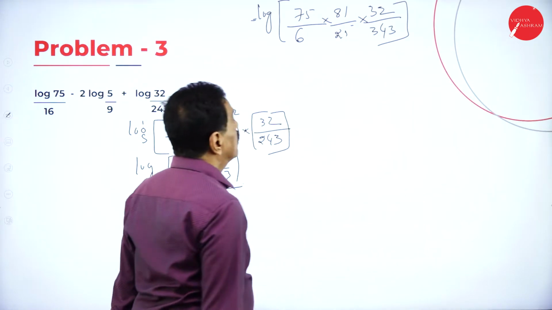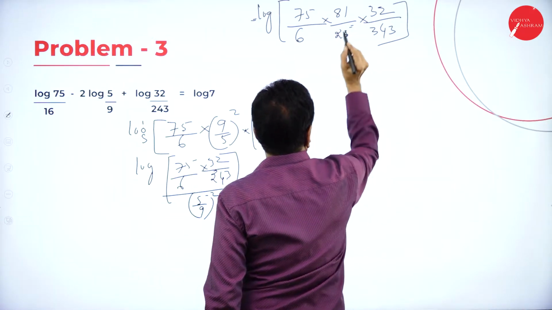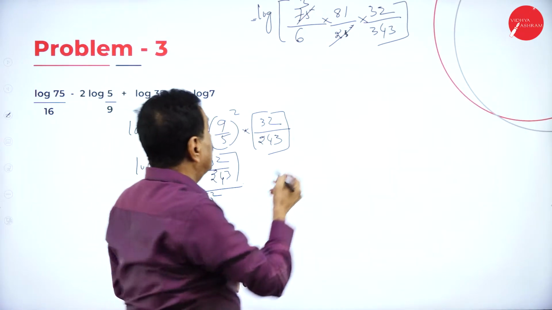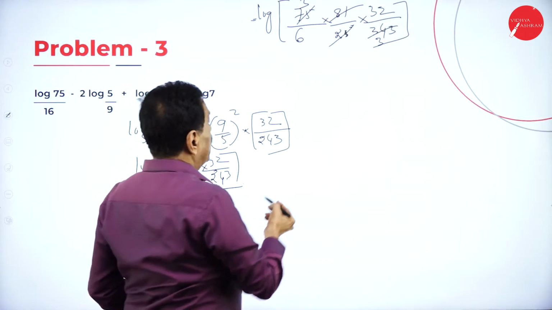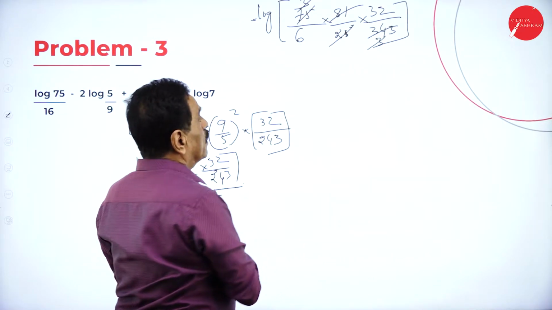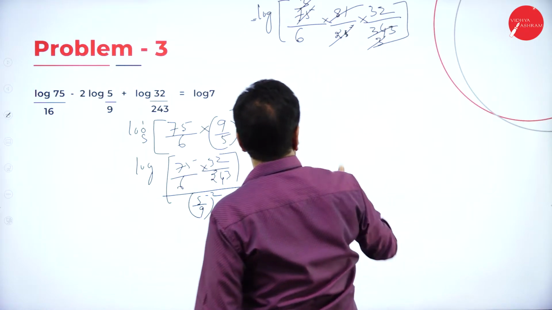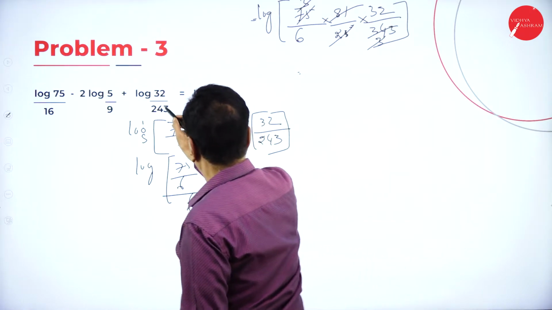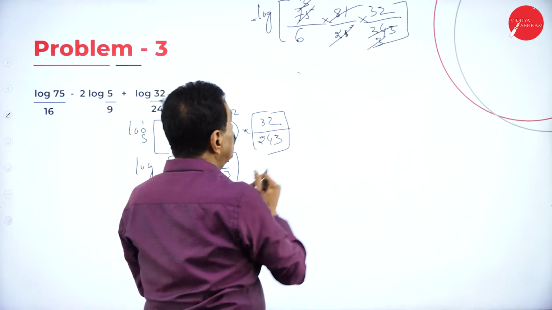Simplify this. So 25, this is 25. 3 threes are 75. 81, 3 threes are 243. 3 cancelled out. Here now. So you have got 32 divided by 3, that is there now. This is log 32.